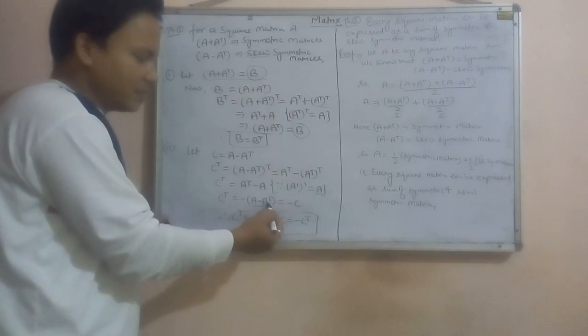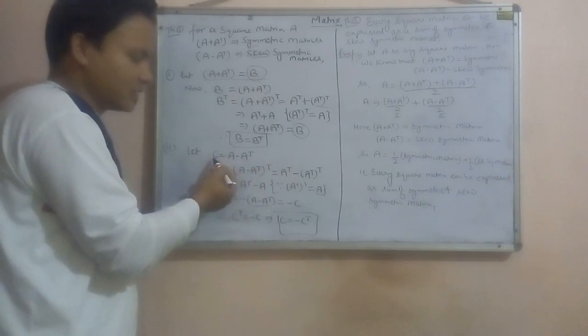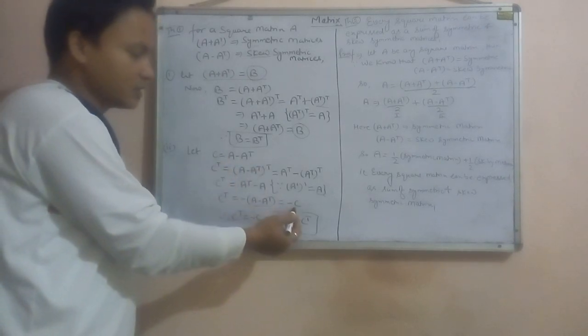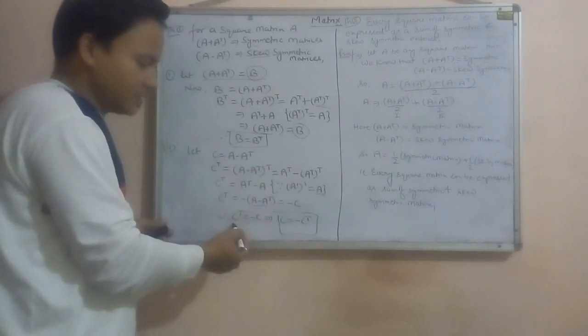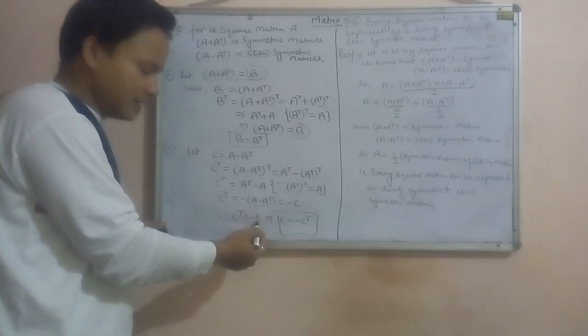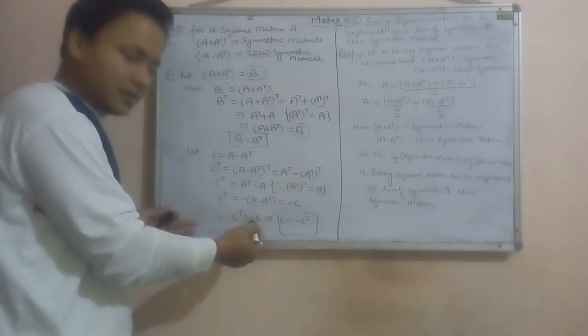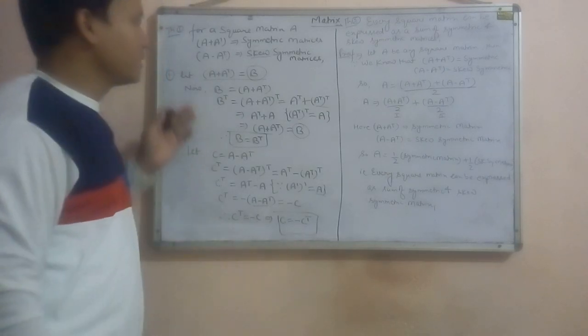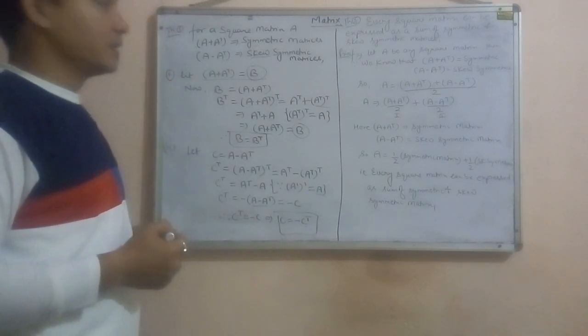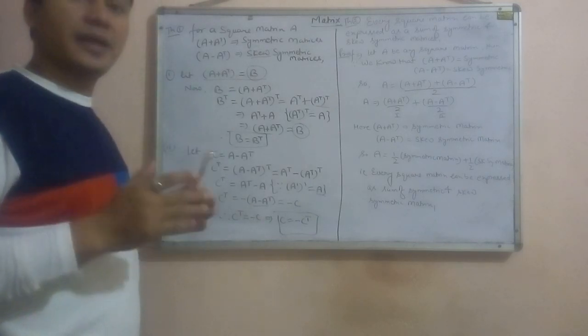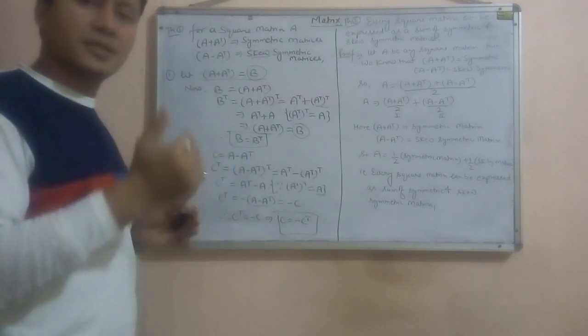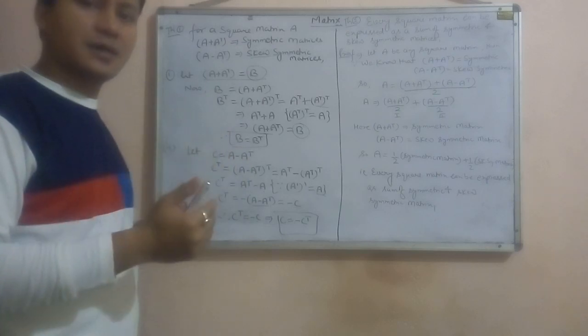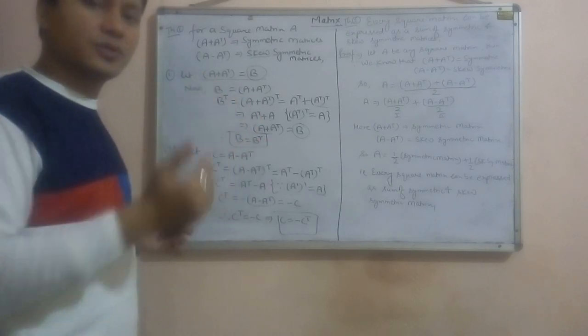Now what is the value of A minus A transpose? A minus A transpose equals C. So substituting the value C here, we get C transpose equals minus C. On multiplying both sides by a negative sign, we get C equals minus C transpose. So here we showed that if A is any square matrix, then A plus A transpose must be a symmetric matrix and A minus A transpose is always a skew-symmetric matrix.